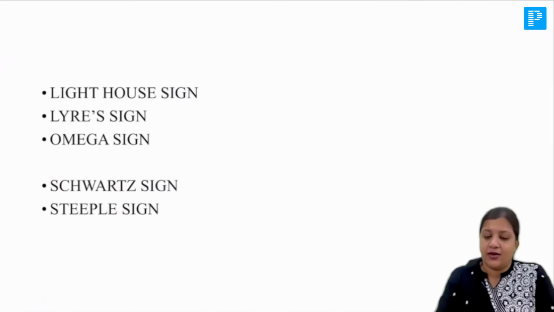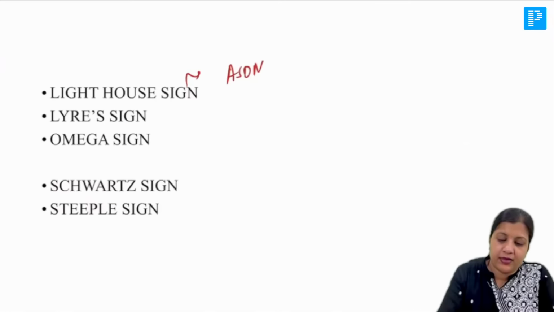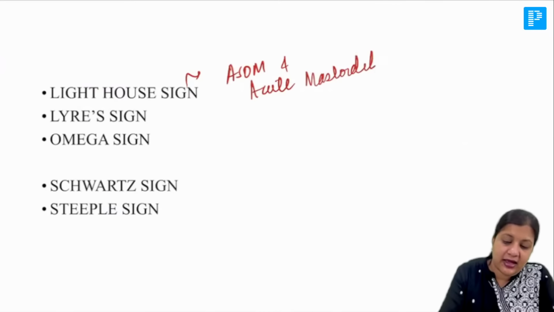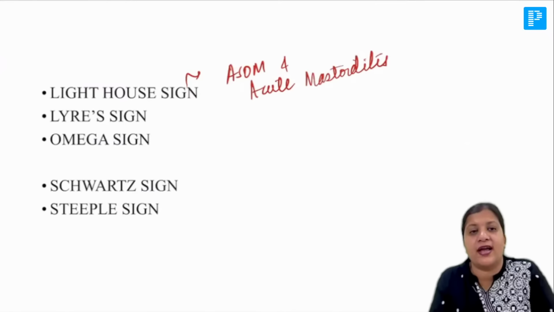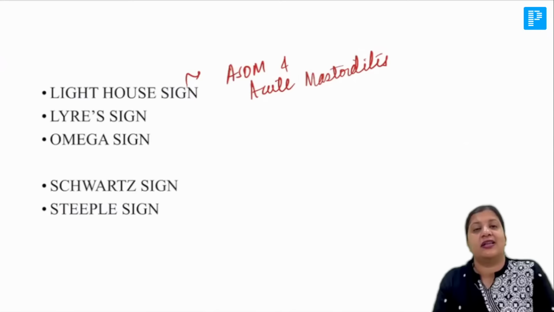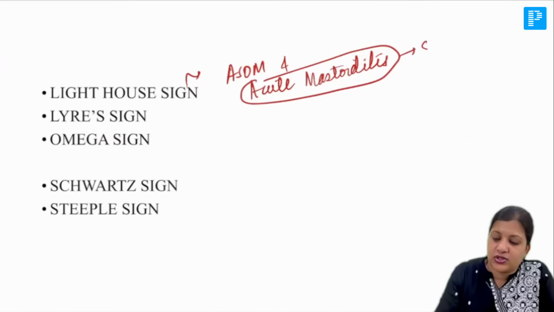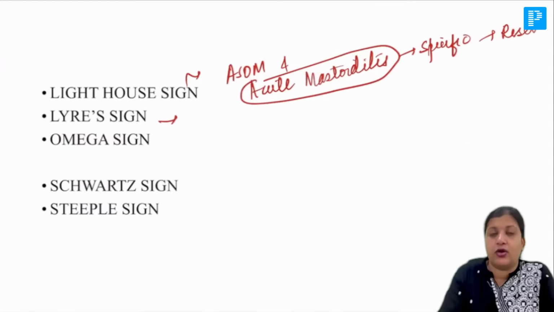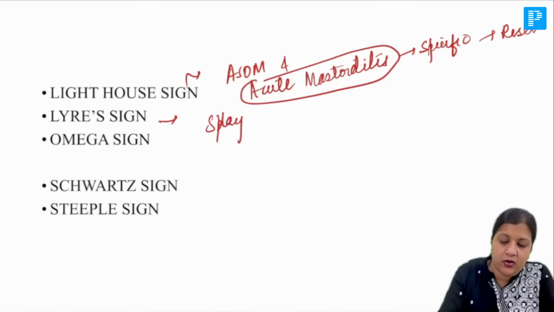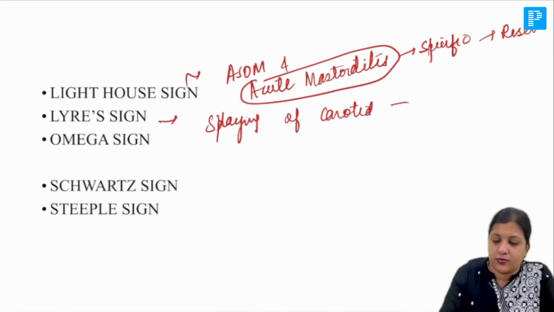Next sign is your lighthouse sign, which is seen in ASOM and in patients with acute mastoiditis, where you see that there is pulsatile otorrhea that reflects light. That is called lighthouse sign, which is seen in patients with ASOM and mastoiditis. The specific sign for mastoiditis is going to be reservoir sign. Lyre sign is seen on X-ray where you see that there is splaying of the carotid. And where do we see this? This is seen in carotid body tumor. Very good.